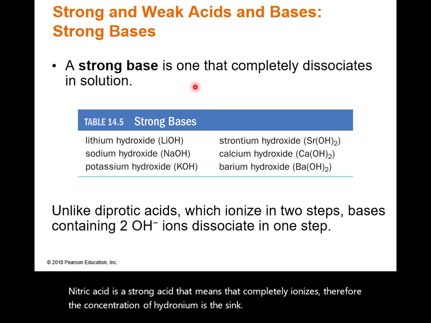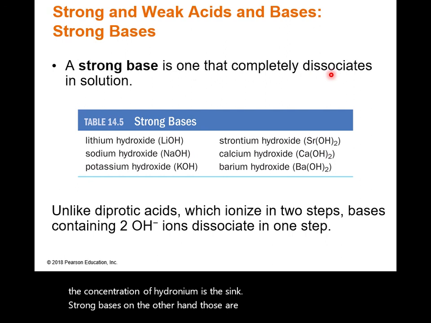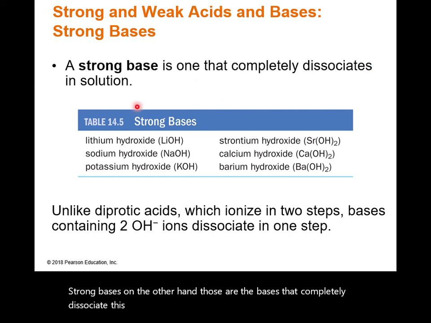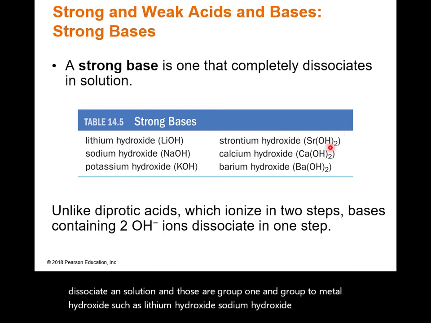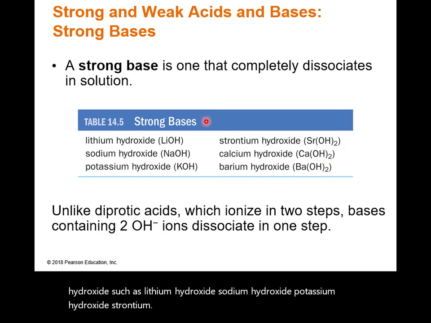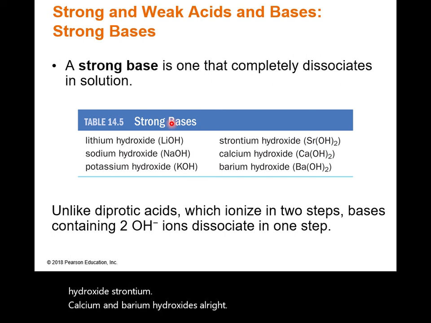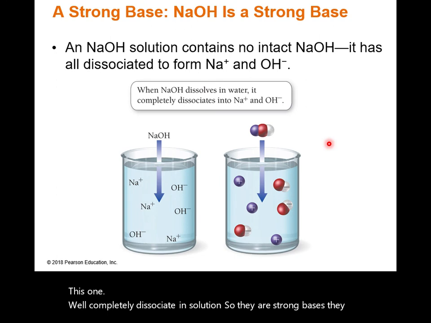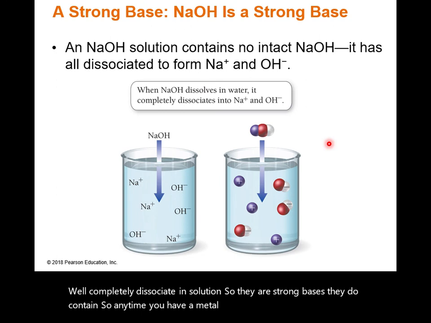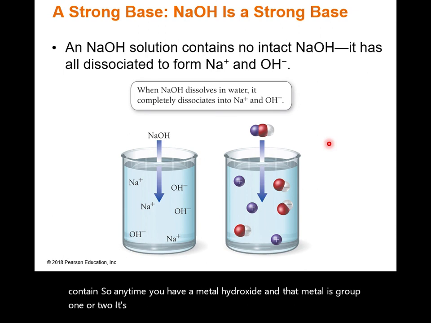Strong bases, on the other hand, are the bases that completely dissociate in solution. Those are group 1 and group 2 metal hydroxides, such as lithium hydroxide, sodium hydroxide, potassium hydroxide, strontium, calcium, and barium hydroxides. All right? These will completely dissociate in solution, so they are strong bases. Anytime you have a metal hydroxide and that metal is group 1 or 2, it's going to be a strong base.